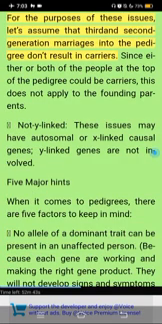For the purposes of these issues, let's assume that third and second generation marriages into the pedigree don't result in carriers. Since either or both of the people at the top of the pedigree could be carriers, this does not apply to the founding parents. Not Y-linked: these issues may have autosomal or X-linked causal genes. Y-linked genes are not involved.